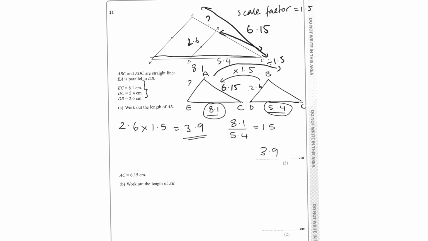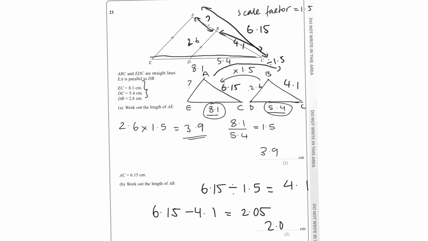So if you put into your calculator 6.15 divided by 1.5, you should get an answer of 4.1. So we know that that's 4.1. Then to work out A to B, we would do the 6.15 take away 4.1. And then your calculator, that should leave you an answer of 2.05 centimeters.